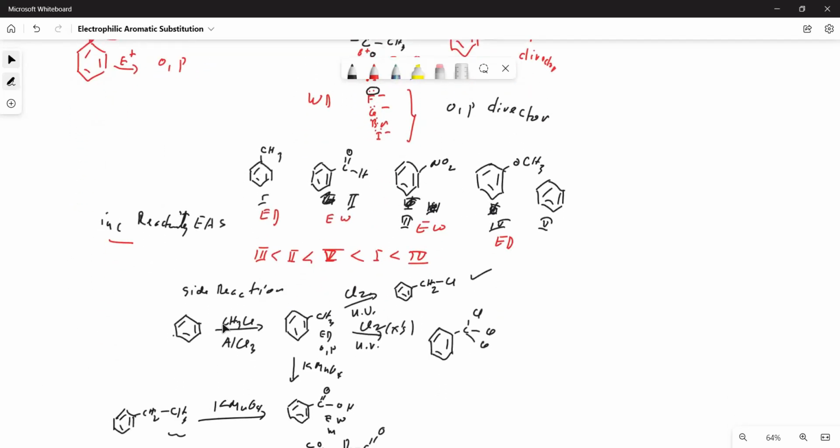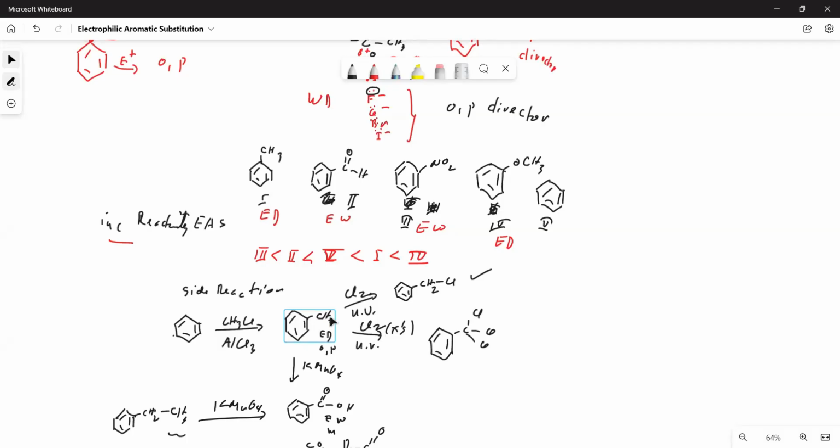Now let's look at the side reactions. They say side reactions class. These are the reactions of the substituents that have been attached already to the benzene. For example, when you do Friedel-Crafts alkylation reaction using methyl chloride, your electrophile here is methyl carbonium ion, because the chlorine will be removed by the Lewis acid, right? So that's why you will end up with toluene as a product.